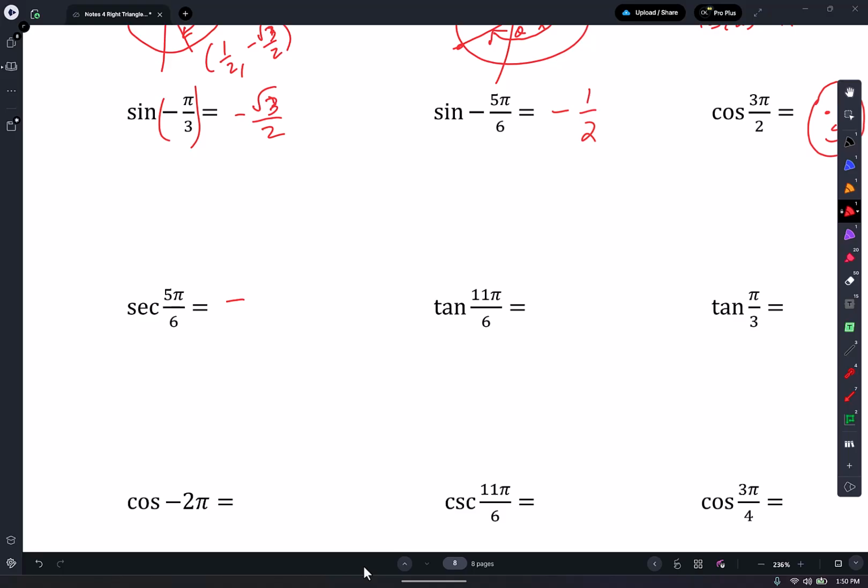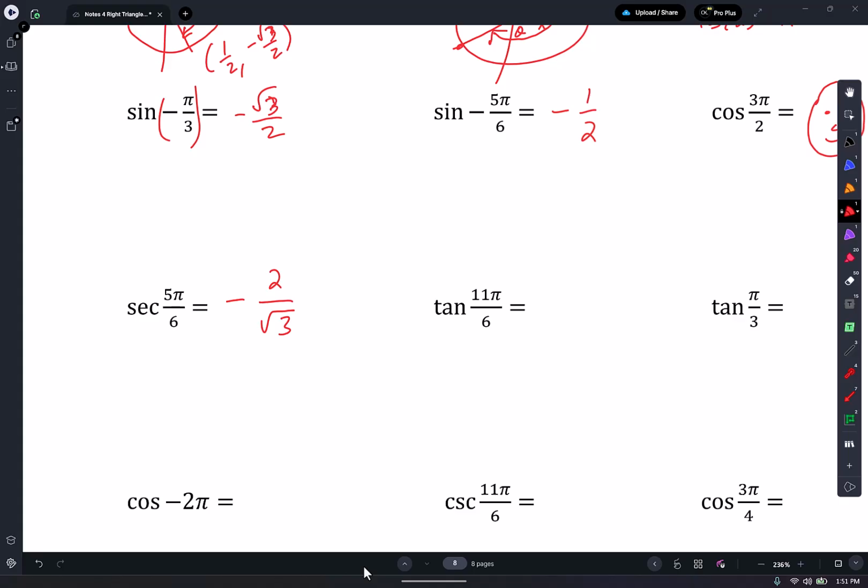Cosine of 5 pi over 6 is, you want the x coordinate. So negative square root of 3 over 2, right? So take the reciprocal of that. It's going to be negative 2 over square root of 3. You do not have to rationalize it. You can if you want, negative 2 square root of 3 over 3, but you can leave it like that as well. Cool or not cool?